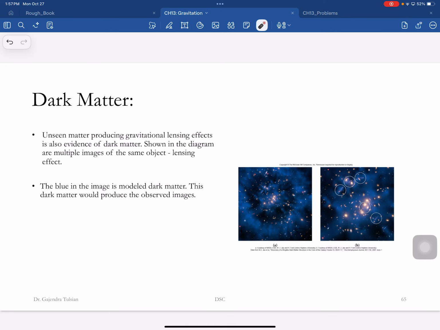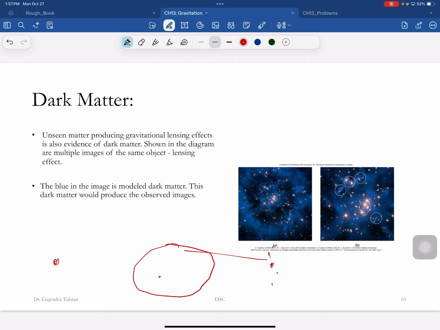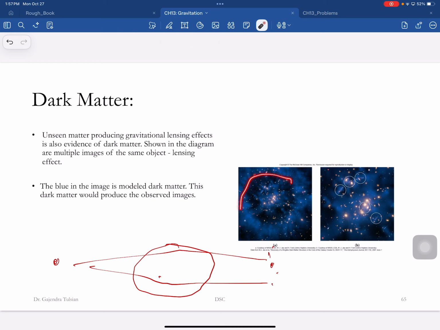And this happens quite often. These two are the same object. All these are the same objects. So here's the Earth and all these objects. You're seeing multiple images of them, and so you can calculate the intervening stuff that is doing the gravitational lensing. All this blue stuff is the intervening stuff.